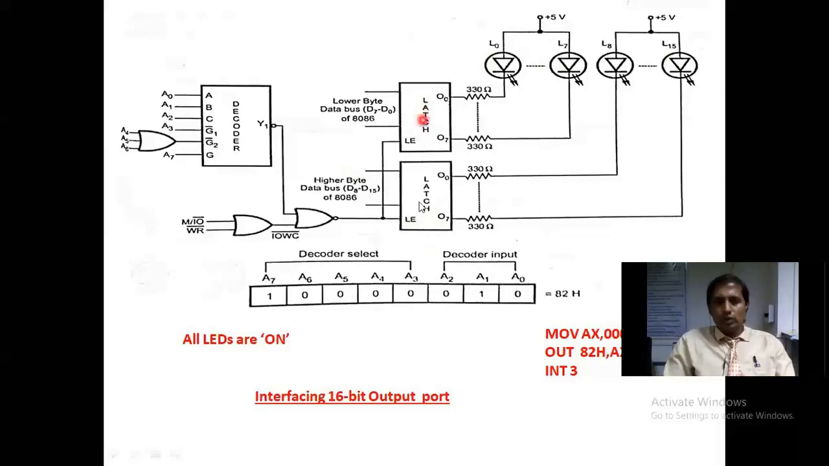These two latches are the output ports, nothing but latches, and they are controlled by the decoder. The role of the decoder is to provide addresses for the latches and also to control turning them on. Like that we can analyze how 8086 is interfacing with 8-bit as well as 16-bit output ports.